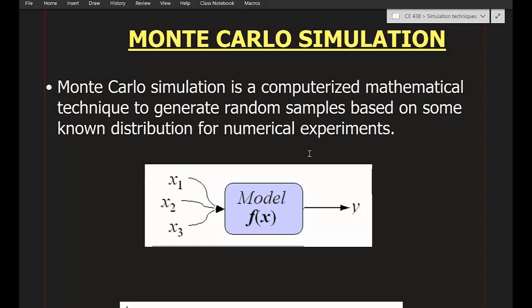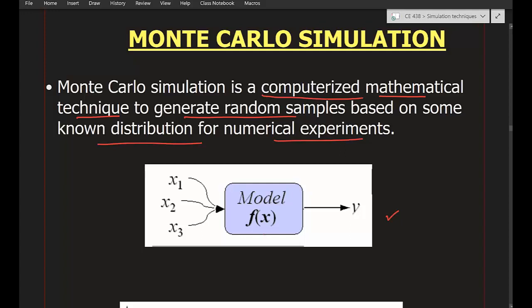Good morning. In this lecture, we will discuss Monte Carlo simulation. Monte Carlo simulation is a powerful technique to solve complex problems using the simulation method. Basically, Monte Carlo simulation is a computerized mathematical technique to generate random samples based on some known distribution for numerical experiments. This figure shows how the Monte Carlo simulation works.